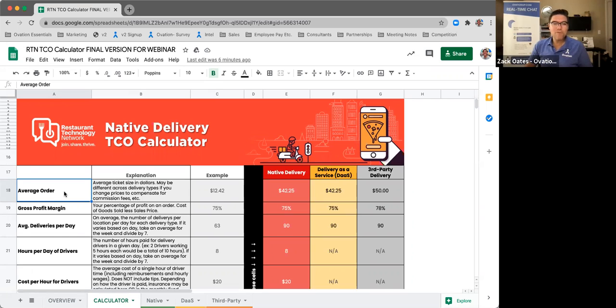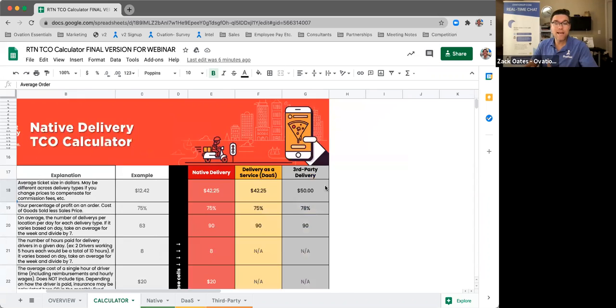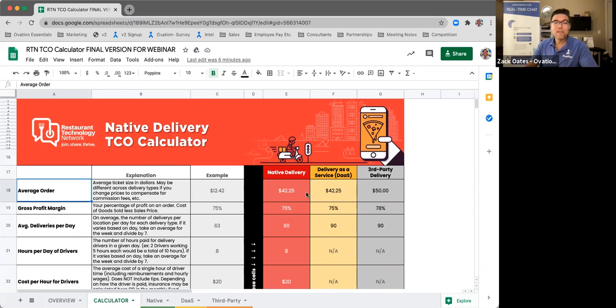So the first one here is average order. This is the average ticket size in dollars. The reason why it is different is because you may have higher costs or different menu items for third-party delivery. So we wanted to make sure that we could include that in there. And depending on what you're doing for delivery as a service, you may want to have a limited menu there. As you will see going across, this example is not meant to be edited. It just is to show you the format of these other three. So that is the average order line.